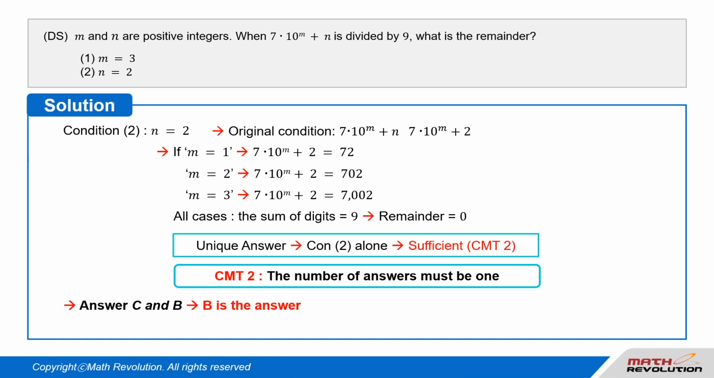This question is a 50 to 51 level question and can easily be solved using the relationship between the variable approach and common mistake type 3 or 4A or B. Condition 2 alone is sufficient. B is the correct answer. Answer: B.